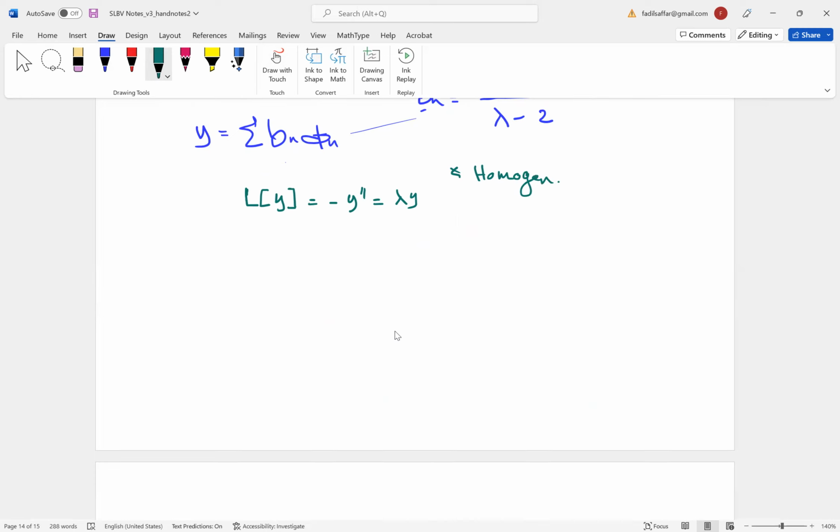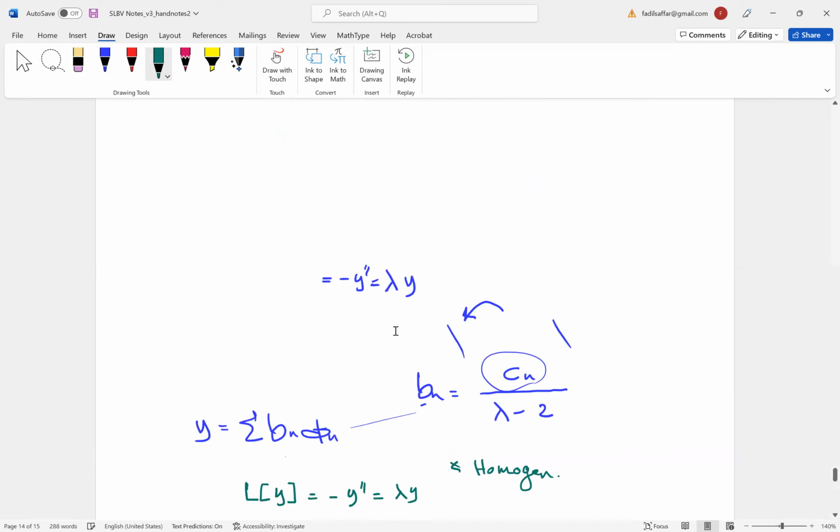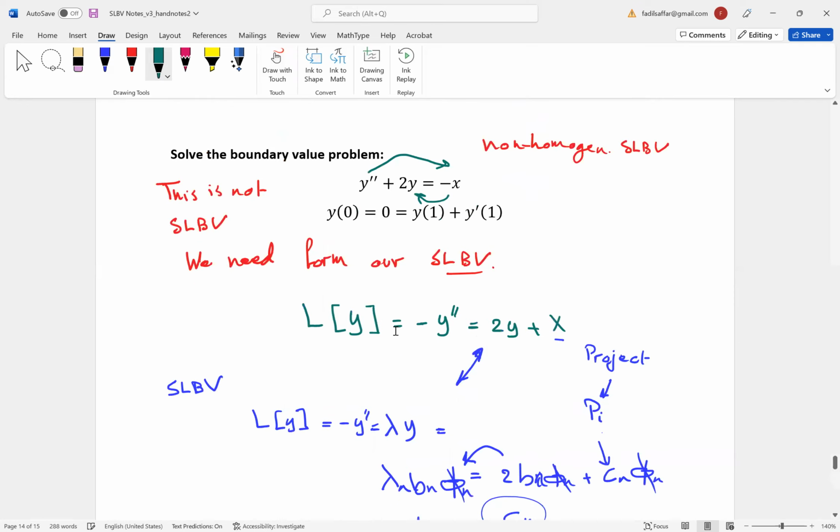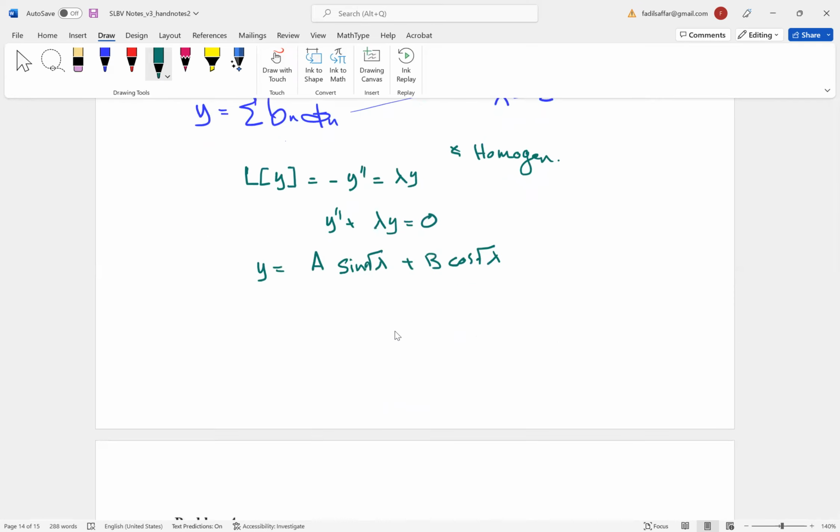So that would be y double prime plus lambda y equal to 0. And just like what we did before, this is just a sine square root of lambda plus b cosine square root of lambda. And our boundary conditions are basically y at 0 equal to 0, and that's equal to b. And we know that b equal to 0 now.